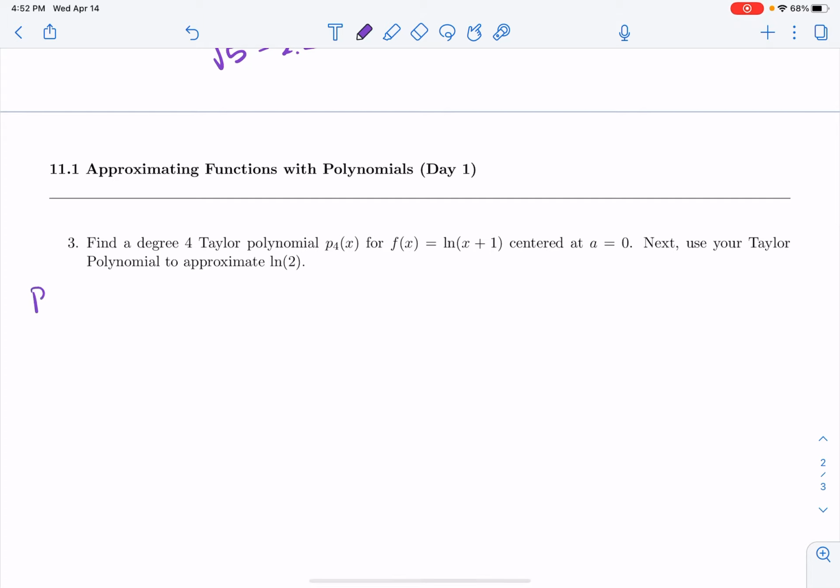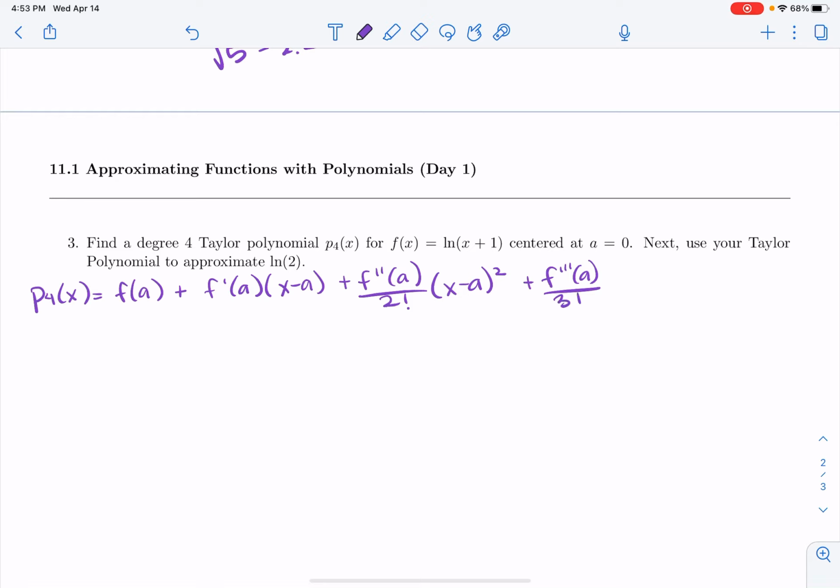Okay, so let's write in general. P4 of x is equal to f of a plus f prime of a times x minus a plus f double prime of a divided by 2 factorial times x minus a squared plus f triple prime of a divided by 3 factorial times x minus a cubed. And then plus, I'm going to stop primes and I just write f with a little 4 in parentheses of a divided by 4 factorial times x minus a to the 4th.